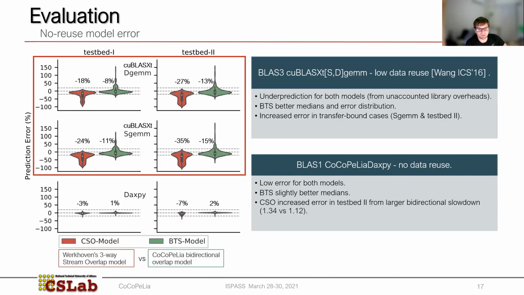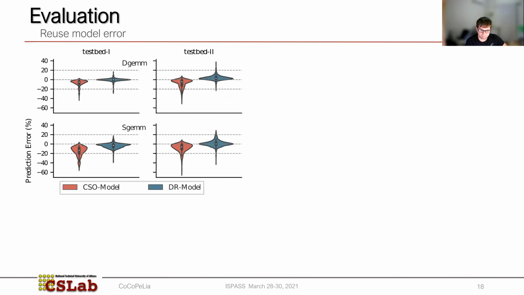We see a major underprediction for both models, which is expected since cuBLAS has internal buffer initializations and other overheads not included in most models. But the BTS model still has much better medians and error distribution, especially in transfer-bound cases where the CSO model error increases considerably more.